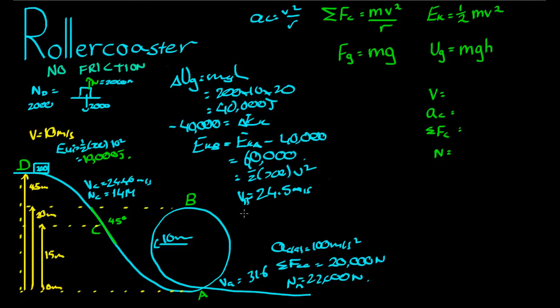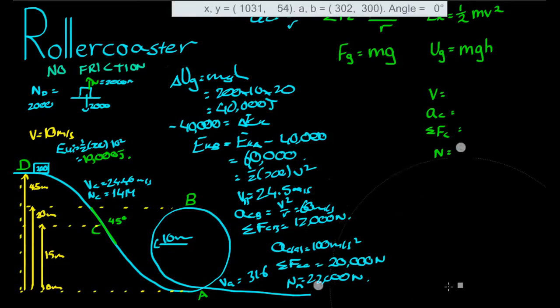The centripetal acceleration at B is equal to V squared on R. So that's 24.5 squared, which is 600 divided by R, which is 10. 60 meters per second squared. The net centripetal force at B is the mass times that, so 200 times 60, 12,000 newtons.